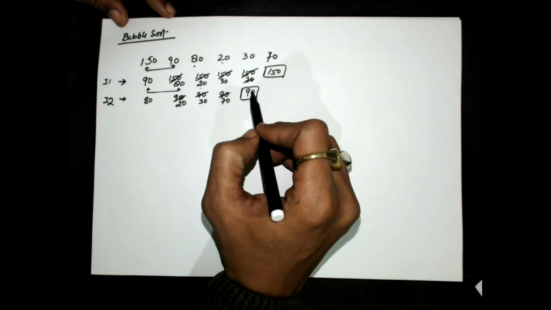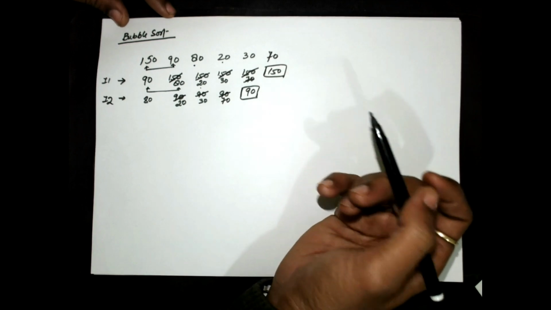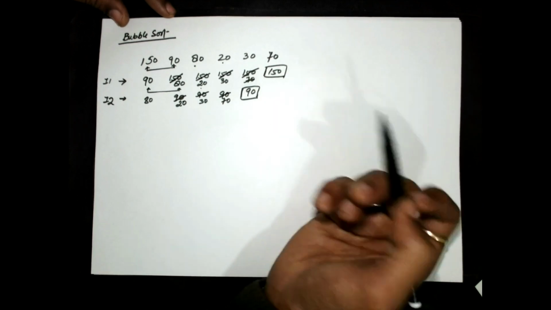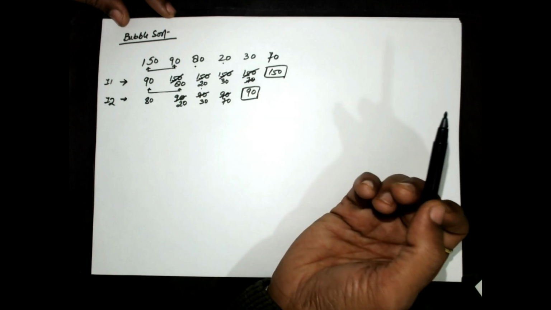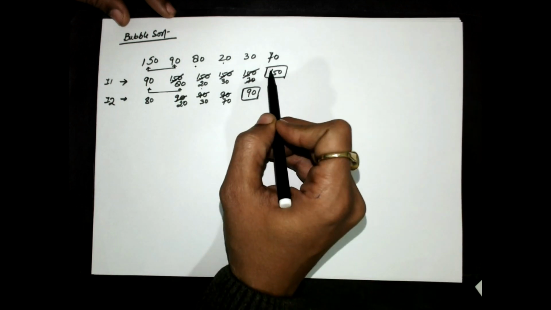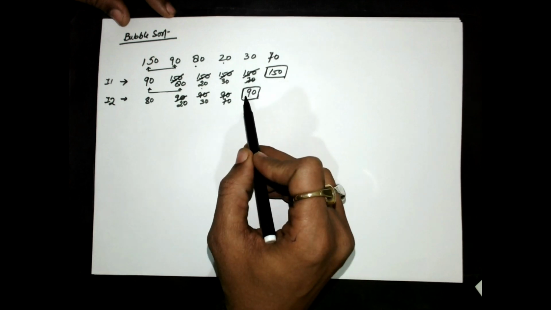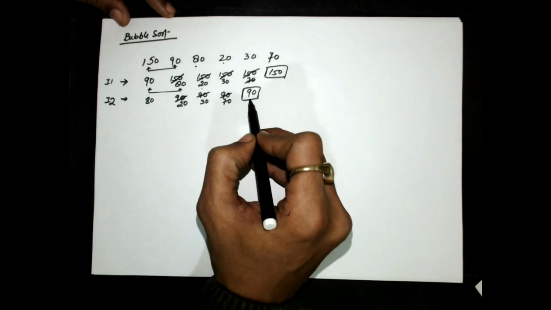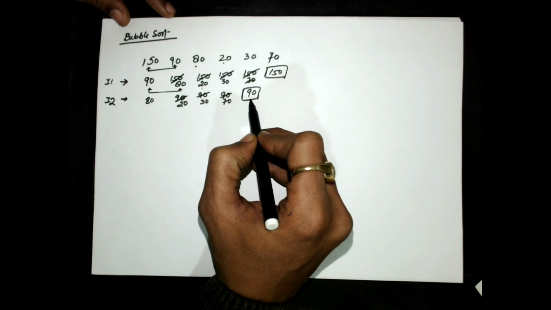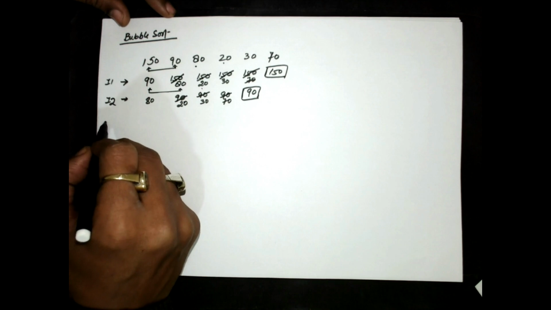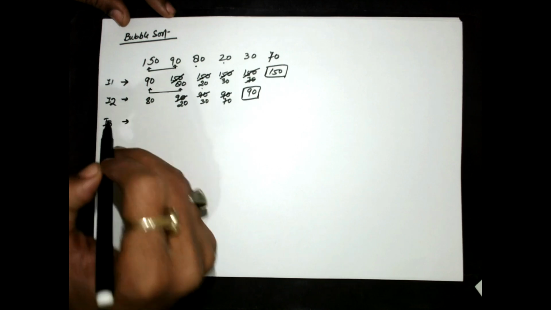Now we are not going to compare this 90 with 150. There will be no change if we perform this operation, because 150 will in any case be larger than 90. So we stop our comparison one step before. So in this case, in the second iteration, the second largest element occupies its original position. Now, in the third iteration, we will again do the same.